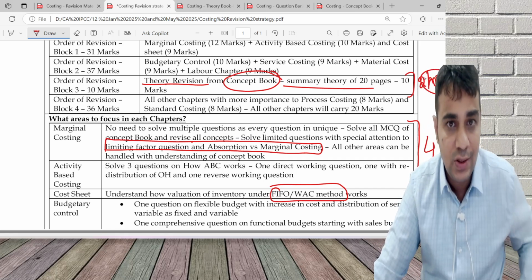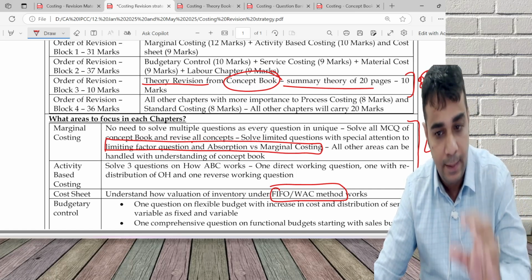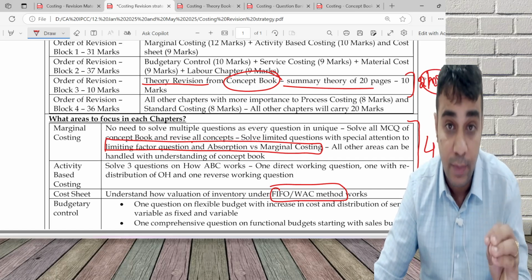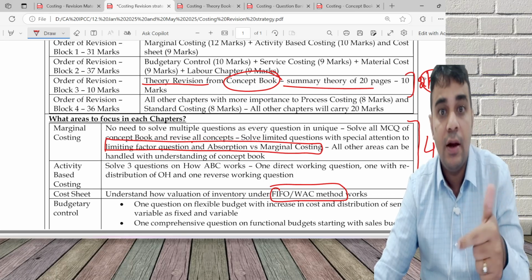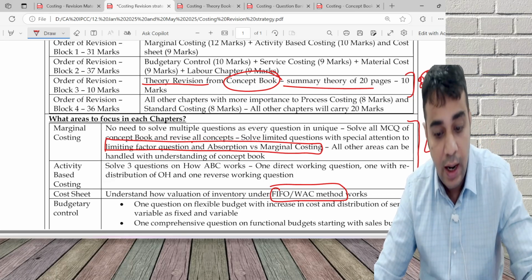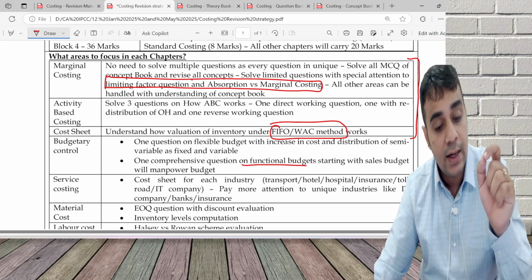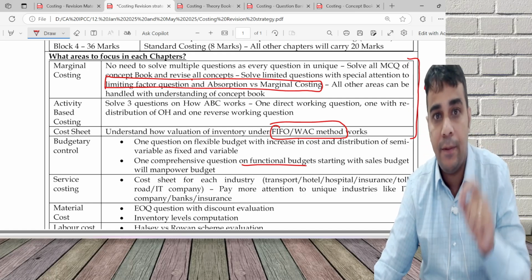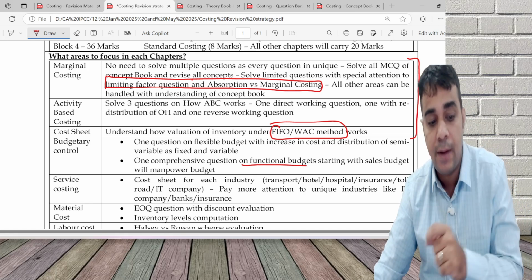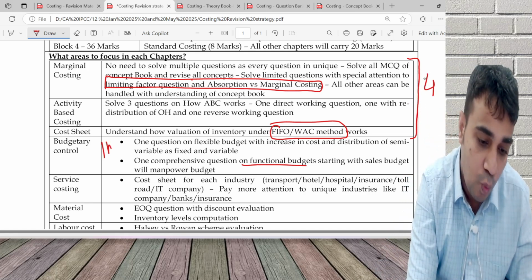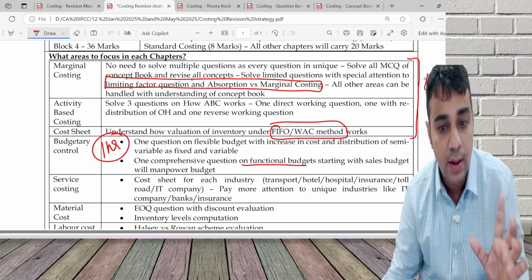So at this stage we are done with 40 marks of the paper. And then budgetary control, 10 marks. What I need to do in budgetary control is only two questions. One question on fixed versus flexible, where there is change in cost structure, and one comprehensive question on functional budget, starting from sales, going on till production, raw material consumption, raw material purchase, and manpower. This will take 1 hour of preparation. One question in the concept book.